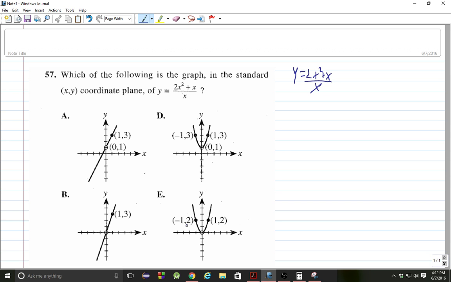Since these are four different graphs, we don't really need to find out where the hole is. We can tell that it's at point zero. This is a quick way of doing it. So when we divide 2x squared by x, we get 2x. And then when we divide x by x, we get 1. So y equals 2x plus 1 with a hole at 0. But which one of these is 2x plus 1? A. So this is y equals 2x plus 1 with a hole at 0. Okay.